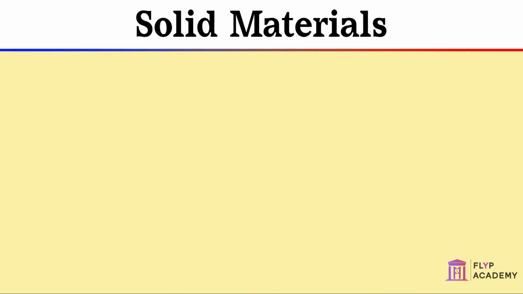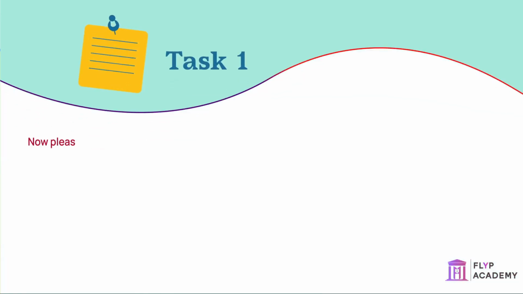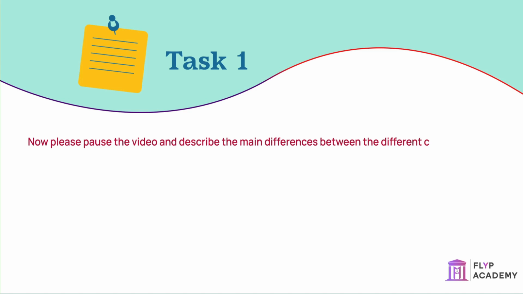Solid materials can form different types of crystals depending on the chemical bonds and the intermolecular forces. The 4 main types of crystal are: 1. Ionic, 2. Metallic, 3. Covalent, 4. Giant covalent. Task. Now please pause the video and describe the main differences between the different crystal types.